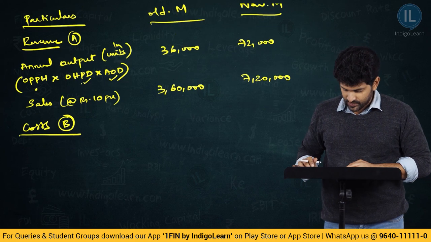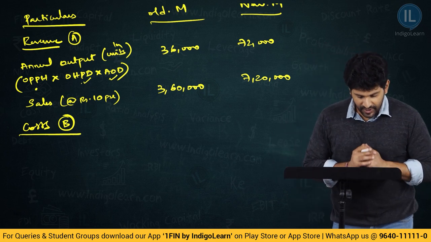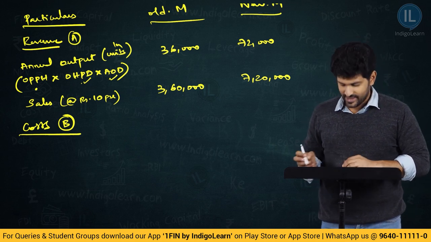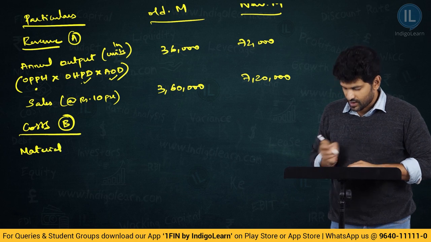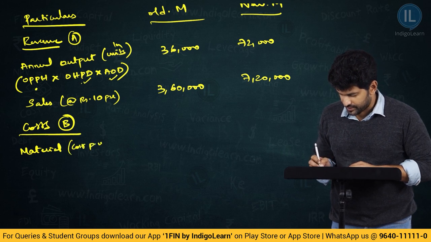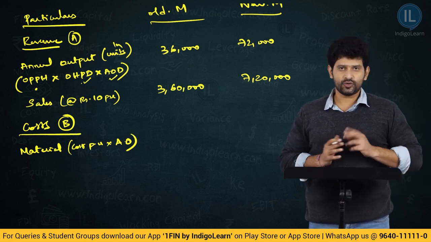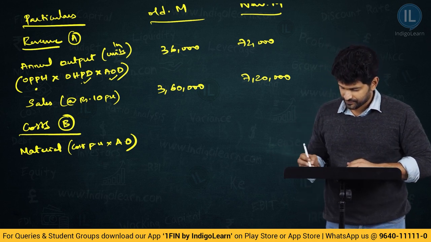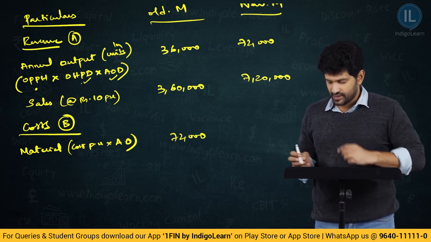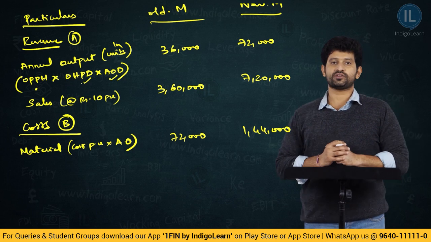Then, costs, B. What are the costs we have? Material, labor, and overheads. Material cost per unit is given to us, 2 rupees per unit. Do we know how many units of output? Yes, we know 36,000 units. How do we compute the total cost of material? Cost per unit into annual output. Cost per unit is 2 rupees, in both cases same. Therefore, 2 into 36,000, 72,000 rupees. Double, because 2 is fixed here, just the output is doubled. Therefore, 1,44,000 is the cost of material.